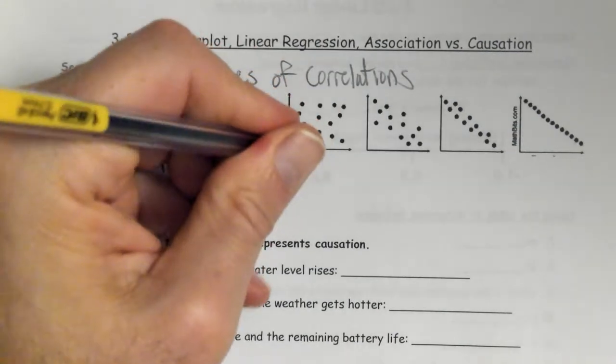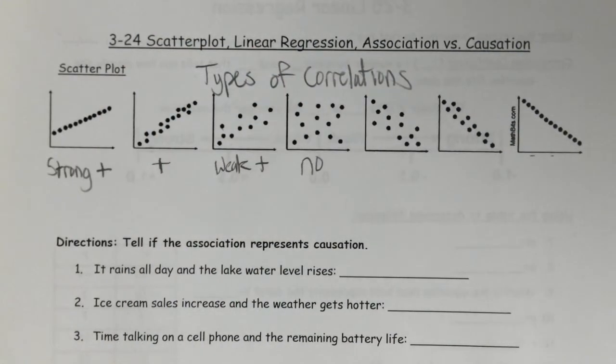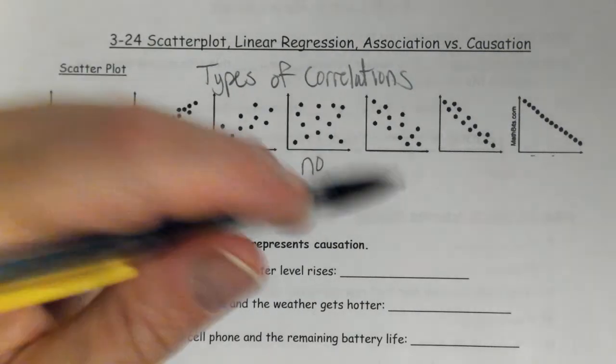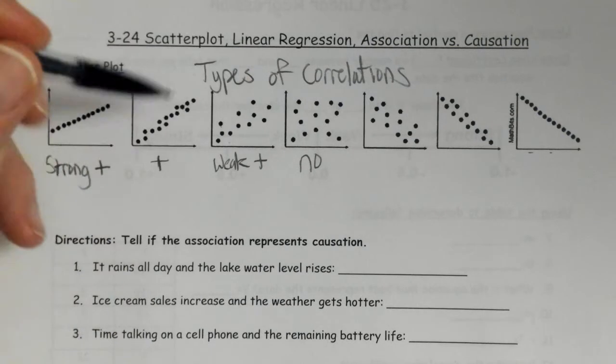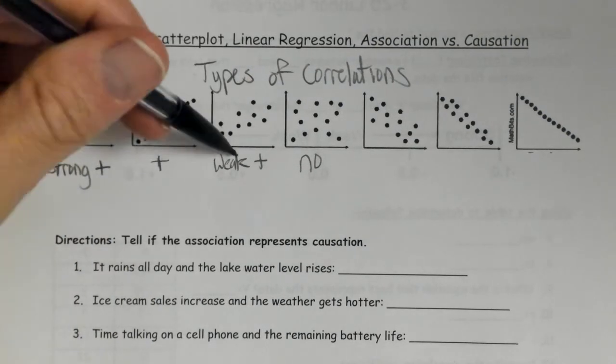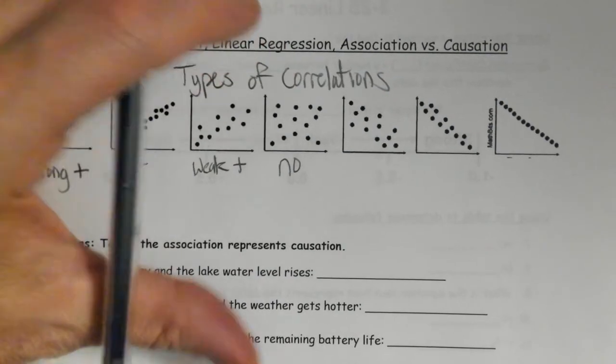Now, this one is clearly no correlation. All right, it doesn't tend to go upward or downward from left to right, so it's not a positive or a negative correlation. And just like we had three different types of positive correlations, we've got three different types of negative correlations.